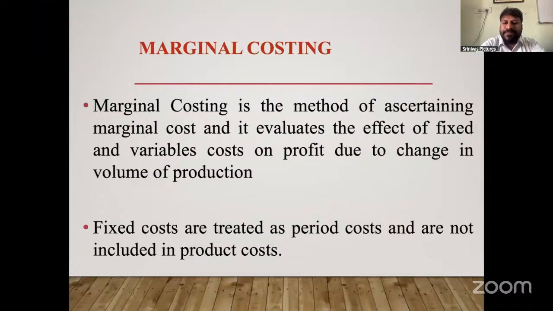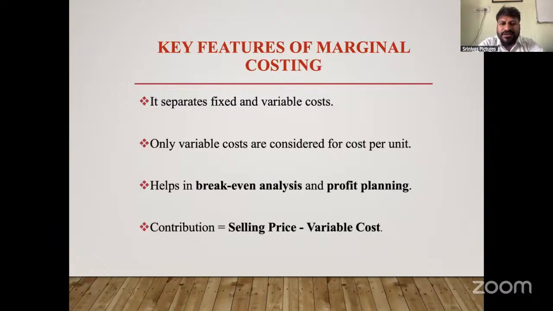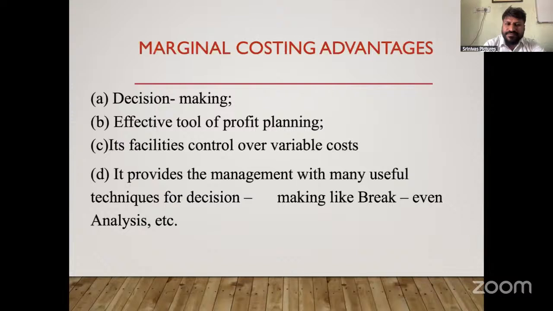So marginal costing is the method of ascertaining the marginal cost, and it evaluates the effect of fixed and variable cost on profit due to change in the volume of production. Fixed cost is generally treated as a periodic cost and not included in the product cost. Key features of marginal costing: it separates fixed and variable cost. Only variable cost is considered for the cost per unit, and it helps break-even analysis and profit planning also. And here we are going to use the contribution.